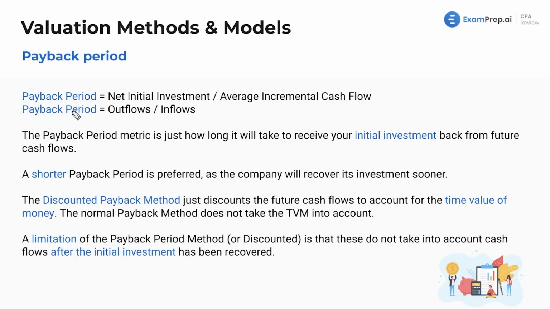Now, both of these are valid. The question will say use the payback period, or use the discounted payback period, and obviously the only difference is we'll use the present value factors. The limitation of both of these methods is that they do not take into account cash flows after the initial investment has been recovered. Yes, it tells you when your money is going to get paid back. You spend $1,000, it tells you how long it takes you to make that $1,000 back, but it doesn't give you an idea of future profitability after that.